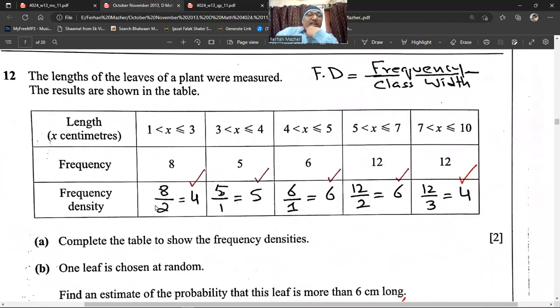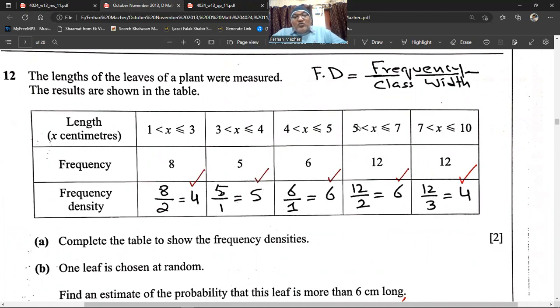So 8 divided by 2, because the class width is 2, equals 4. That's the frequency density. 5 divided by 1, 1 is the class width, and that will be 5. 5 is the frequency density. 6 divided by 1, 1 is the class width here. So that's 6. 6 is the frequency density.